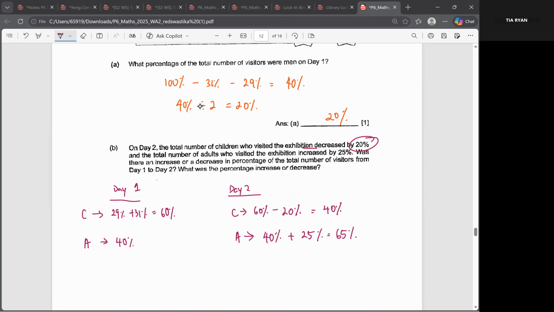So, what did you do? So then I did 65% plus 40%, which is 105%. So 105% minus 100% is 5%. So the percentage increased by 5%.